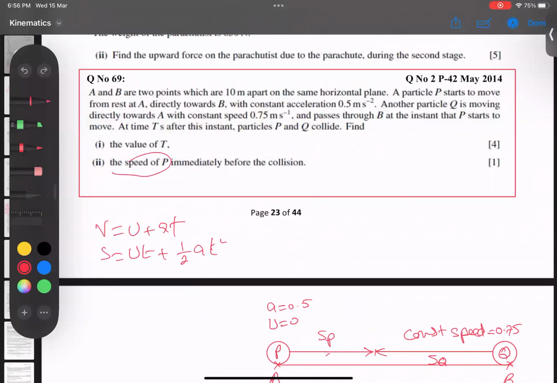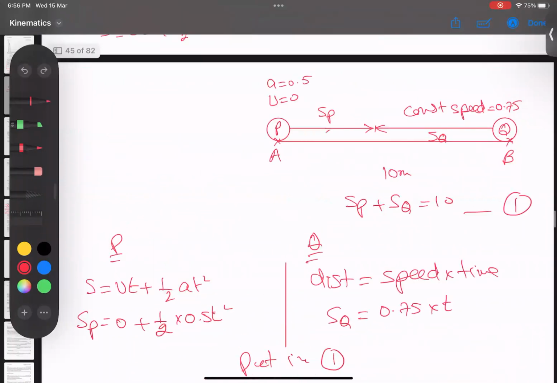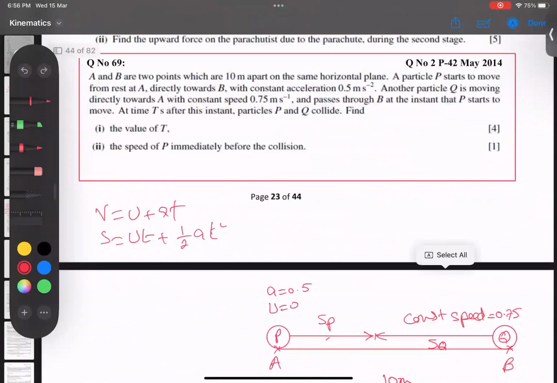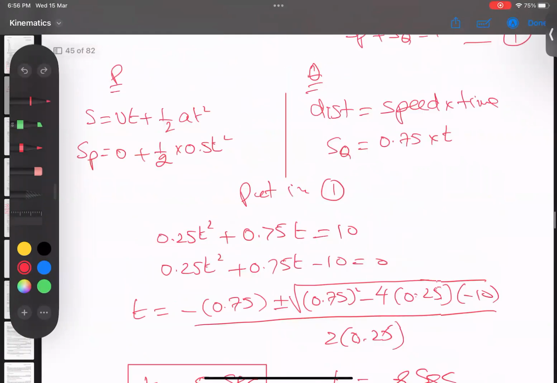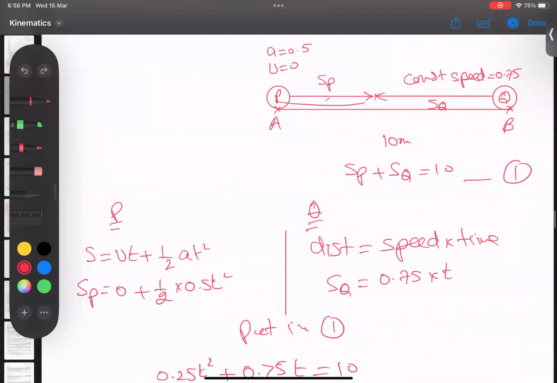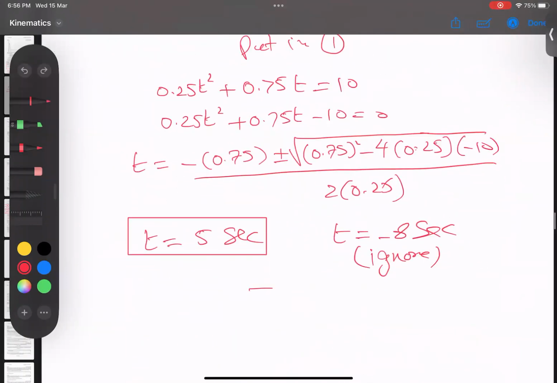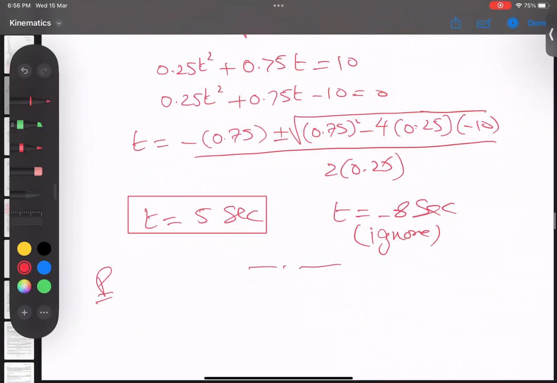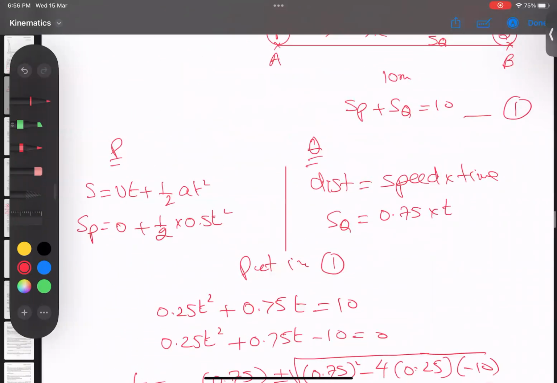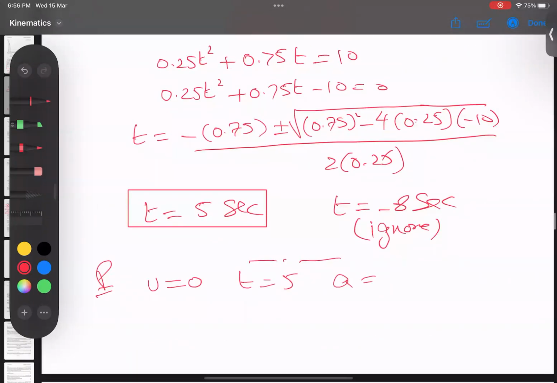Second, he is asking to find the speed of P immediately before collision. Sorry, one minute. It means just before hitting, what is the speed of P here? We know the time is 5 seconds. So for P, U is 0, time is 5 seconds, and acceleration is 0.5. My target is to find the speed.